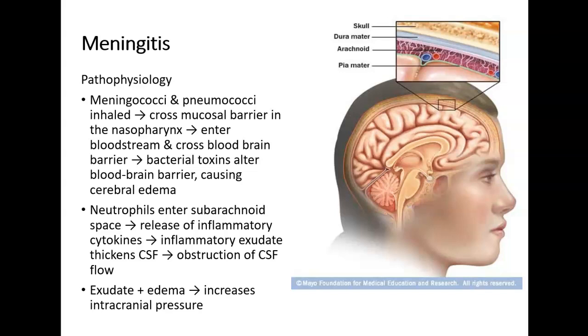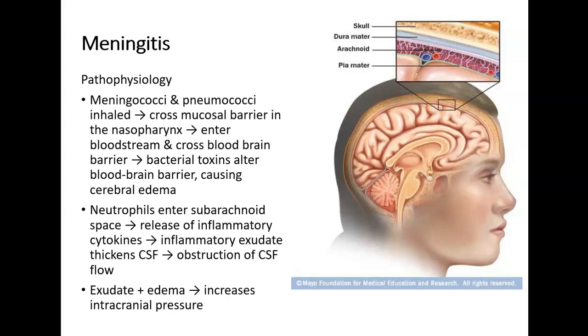So pathophys. Meningococci and pneumococci are inhaled, and they cross the mucosal barrier in the nose and get into the bloodstream, across the BBB, and get into the brain. And bacterial toxins from those bacteria cause cerebral edema. Then our friends neutrophils enter the subarachnoid space and release inflammatory cytokines and exudate, which thickens the CSF and obstructs CSF flow. It's like pus in the brain, basically. And together that increases intracranial pressure.